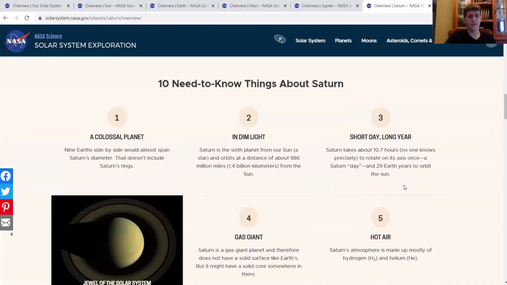And lastly, here's some facts. It is a colossal planet. So for perspective, 9 Earths side by side would almost span Saturn's diameter. That does not include Saturn's rings, mind you. Saturn is the 6th planet from the sun, a star, and orbits a distance of about 886 million miles, 1.4 billion kilometers, around the sun.